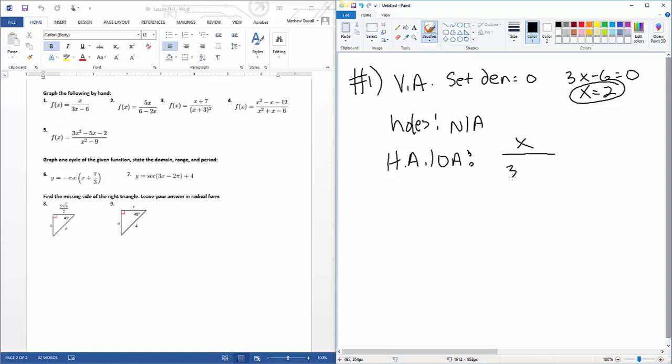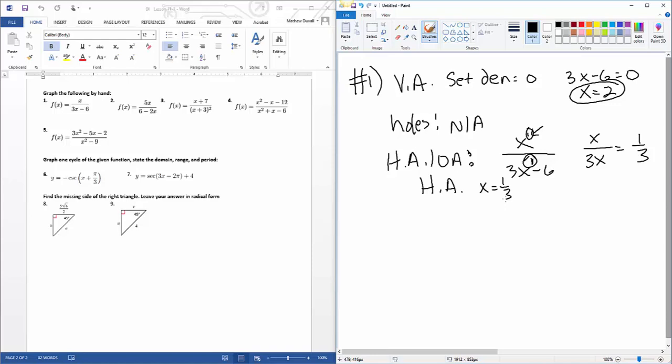Now my horizontal asymptote, the degrees are the same. So x over 3x minus 6, that's a 1, and then that's a 1. So 1 and 1 means they're the same, so we divide the leading terms. So that gives us 1/3. So my horizontal asymptote is y equals 1/3.